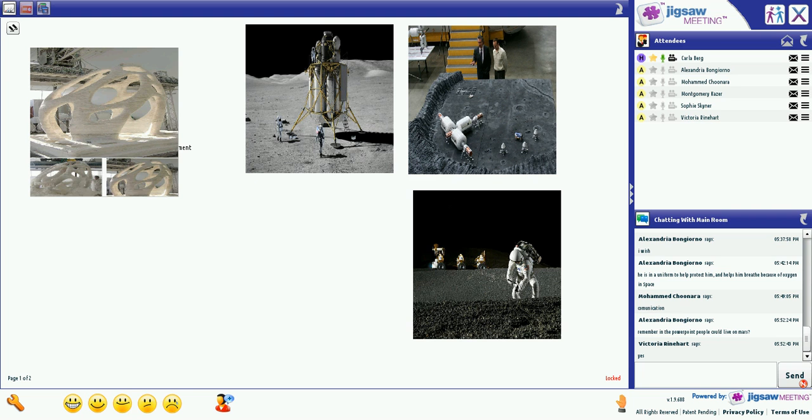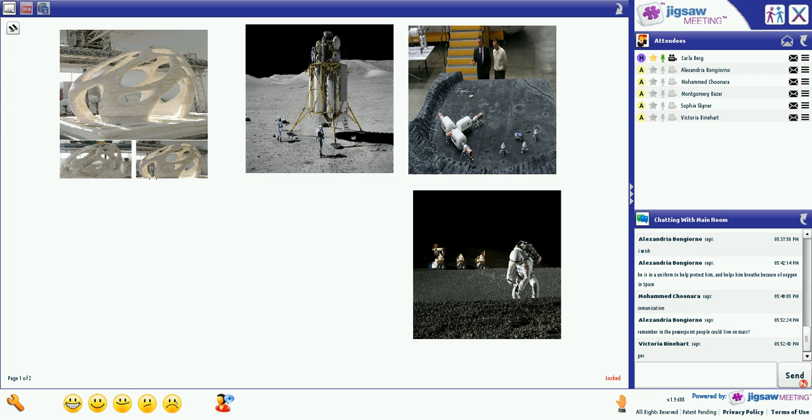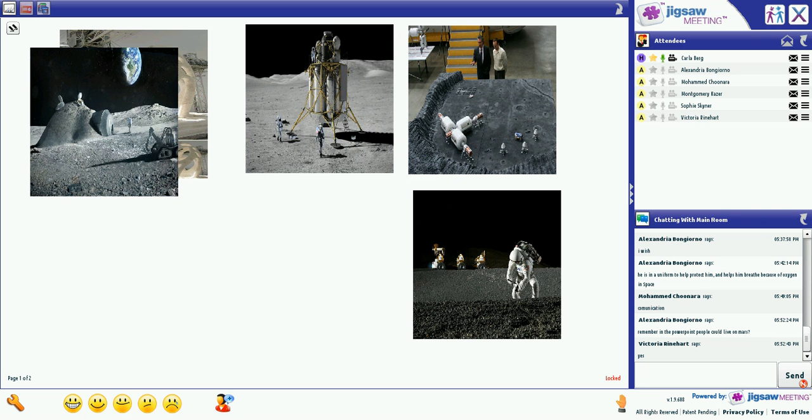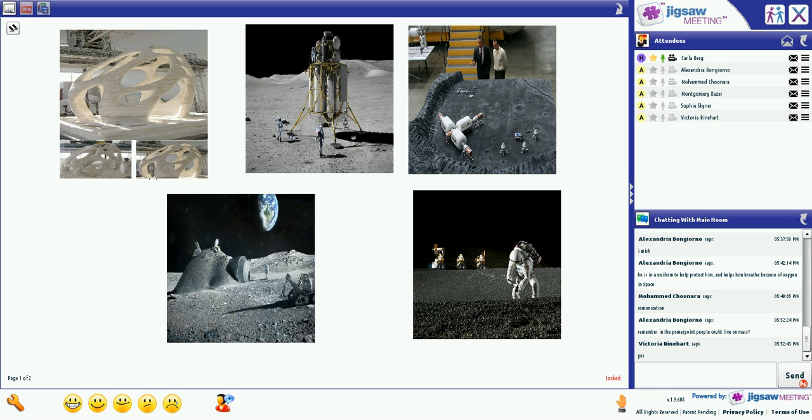Well, people couldn't live on Mars without some assistance. But we're going to look at some different types of assistance. And here we have 5 images. There are 5 images of different ideas of moon colonies.